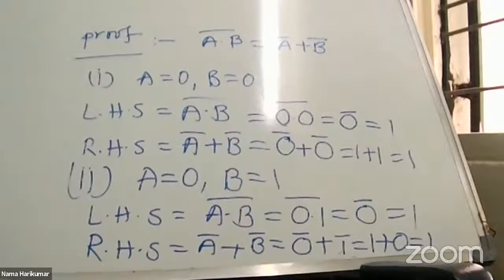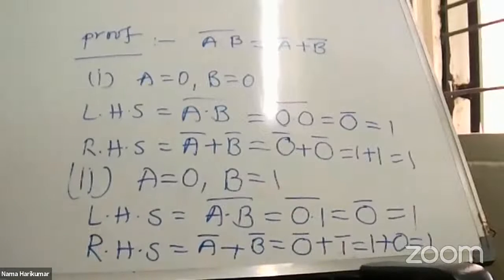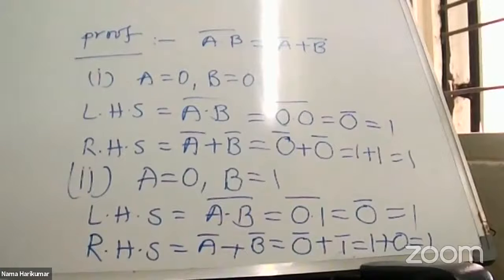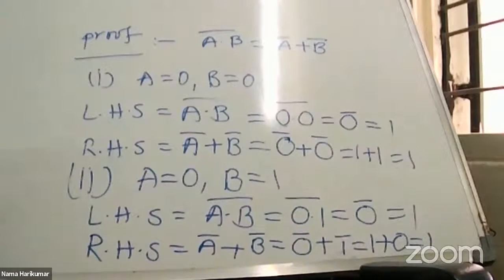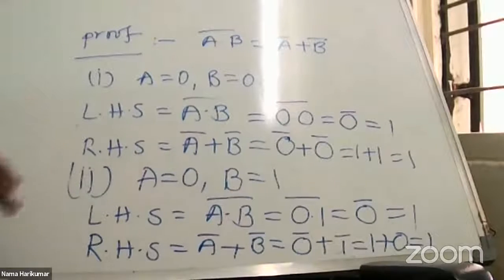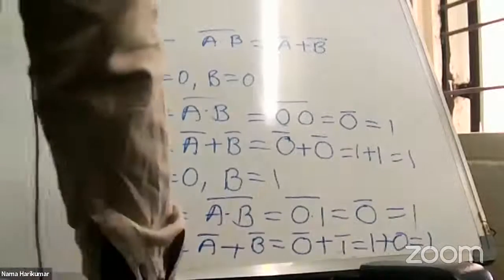We have to prove when you put A equal to 0 and B equal to 1 process. Now it is clear in A equal to 0, B equal to 0 and A equal to 0 and B equal to 1 process. So next one, then you can put A equal to 1 and B equal to 0 process.